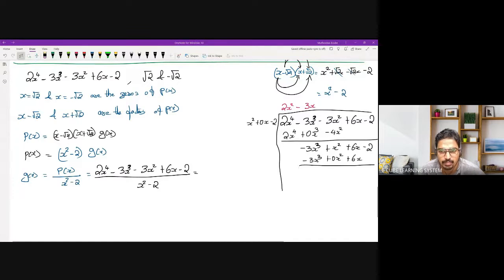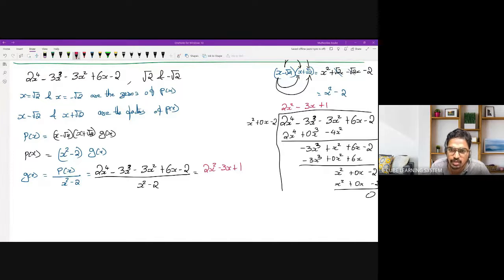And on subtraction, what will be obtained? On subtraction, x square plus 0x minus 2. Next quotient will be plus 1. Here we get x square plus 0x minus 2, altogether 0. Which means g of x is 2x square minus 3x plus 1. I hope you got it.